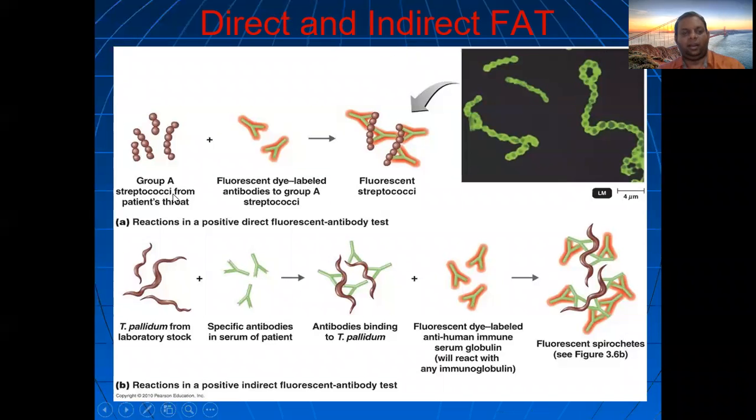So direct and indirect. For group A streptococcus, there is a fluorescent dye-labeled antibody to group A. They bind, then we can see through the immunofluorescence microscope. But in the indirect test, we use another antibody. Initially, for Treponema pallidum, there are specific antibodies in the serum of the patient. Once the antigen-antibody reaction is there, these specific labeled antibodies go and bind there, so we can see this.